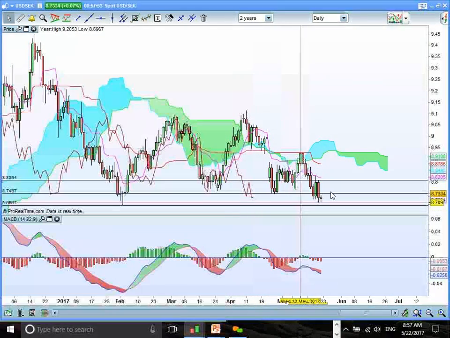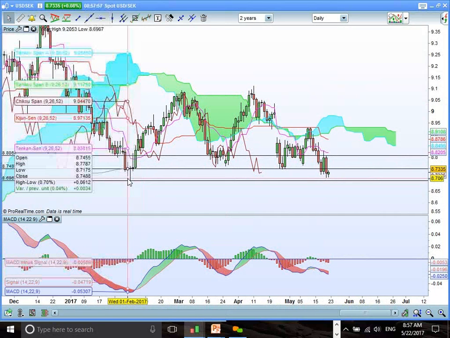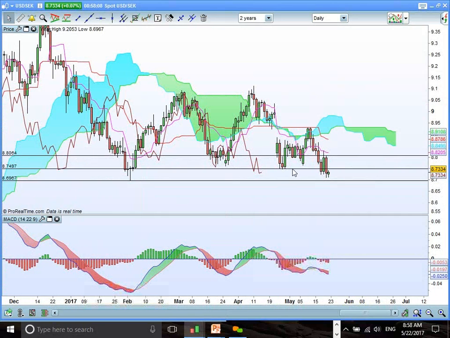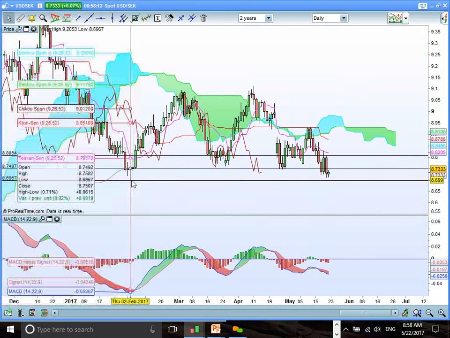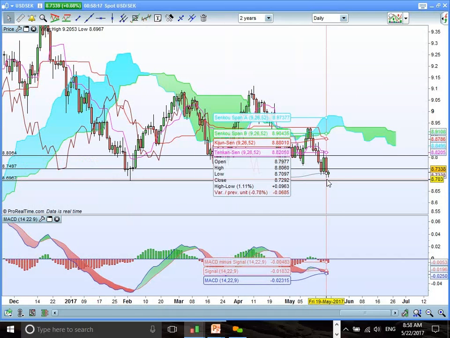And US dollar Swedish krona, also a situation where we're testing multi-month support lows. So it's going to be interesting to see where these Nordic region, exotic European currencies, if we're going to trade them from these lows when they get to these support lows and we have a successful rebound from these lows. But watching out very closely to see if the 8.6967 support zone is coming into play here.